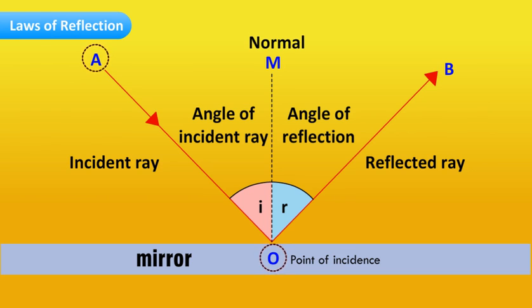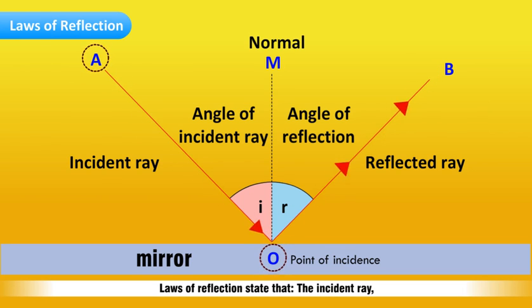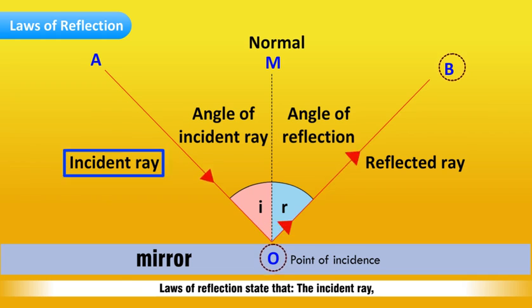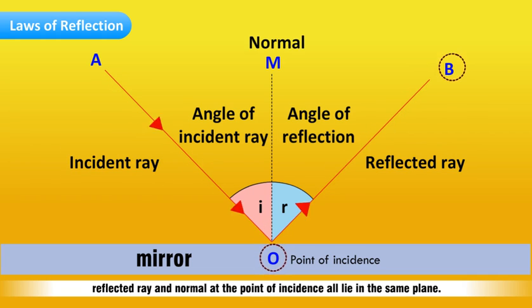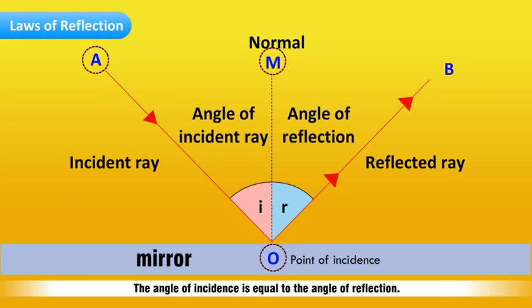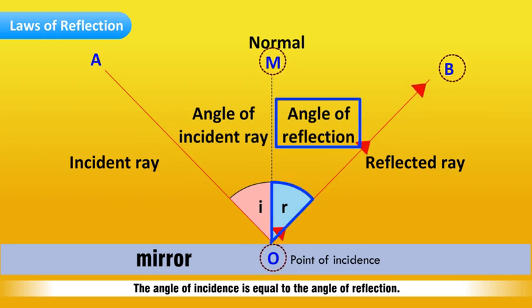Laws of reflection. Laws of reflection state that the incident ray, reflected ray, and normal at the point of incidence all lie in the same plane. The angle of incidence is equal to the angle of reflection.